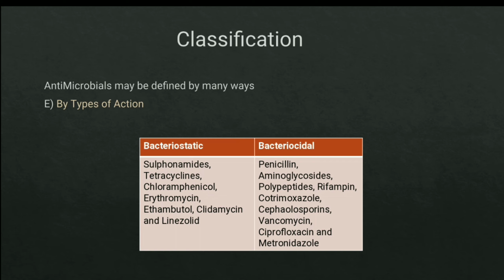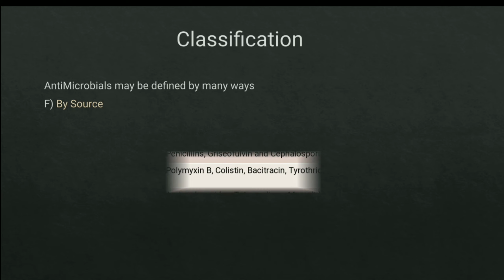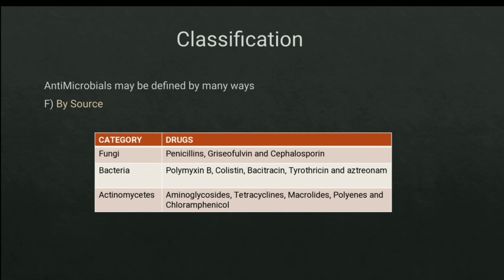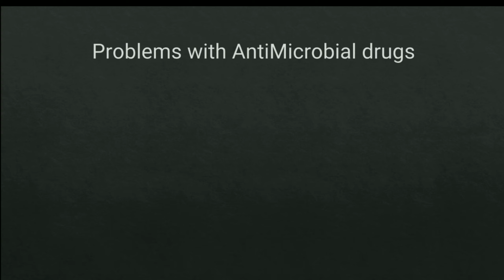Okay. After that, we have the biosource, from which we basically get the drug. If we get the drug from fungi, then we have penicillin, griseofulvin, and cephalosporin. If the drugs come from bacteria, then these are polymyxin B, colistin, bacitracin, tyrothricin, and azithromycin.